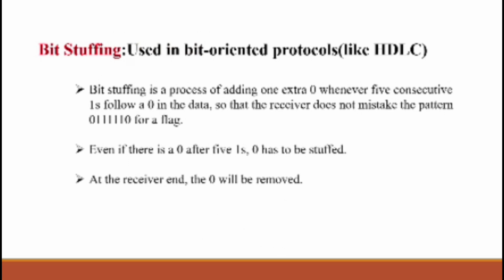Bit stuffing is a process of adding one extra zero whenever 5 consecutive ones follow a zero in the data, so that the receiver does not mistake the pattern for a flag. Even if there is a zero after 5 ones, the zero has to be stuffed. At the receiver end, the zero will be removed.